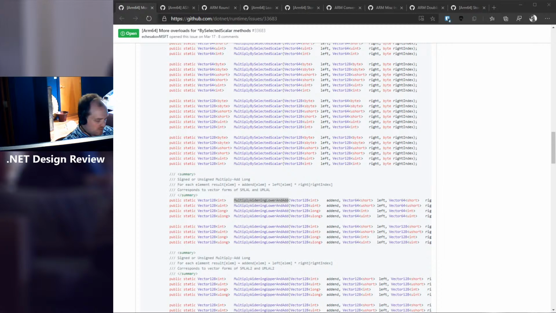And so the actual instruction, the multiplication by the selected, and then it's doing a widening, adding. That would seem to suggest that we should have multiply by selected scalar, widening, and add.